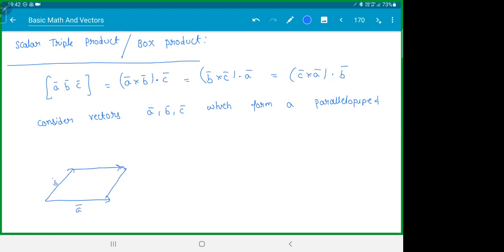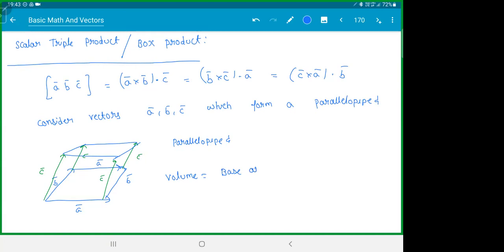So A bar, B bar, A bar, B bar. If you take another vector C bar like this, and if you join them like this, you get a three-dimensional box. That's why we call it a box product. The volume of this is given by the base area into height. That is the reason we got the name box product.